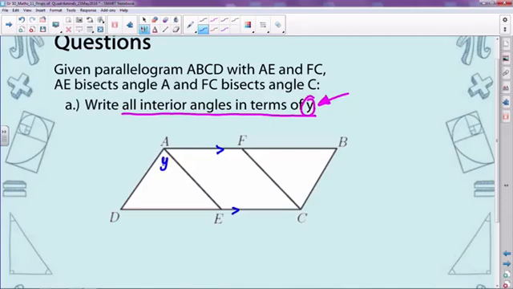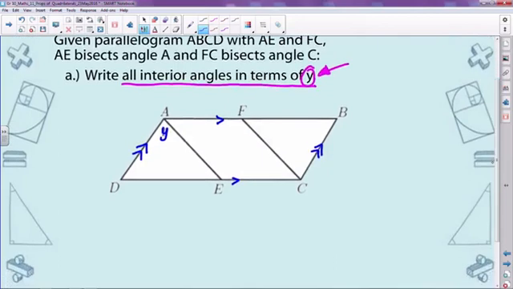Firstly, that AB is parallel to CD, and AD is parallel to BC. And the reason why that's important is because parallelograms have certain characteristics. Now, I need to write all interior angles in terms of y. We know that AE bisects angle A, so that means that this angle will also be equal to y. And why is it equal to y? Because the line bisects the angle.